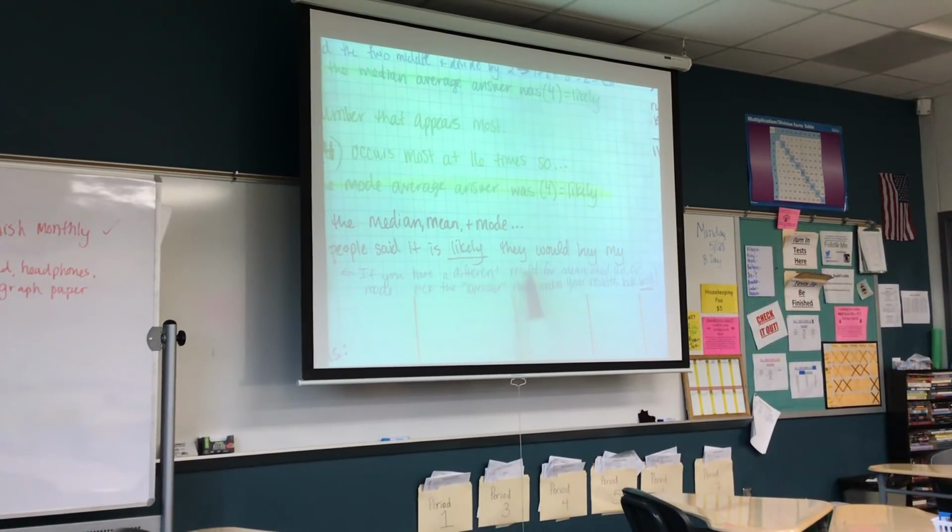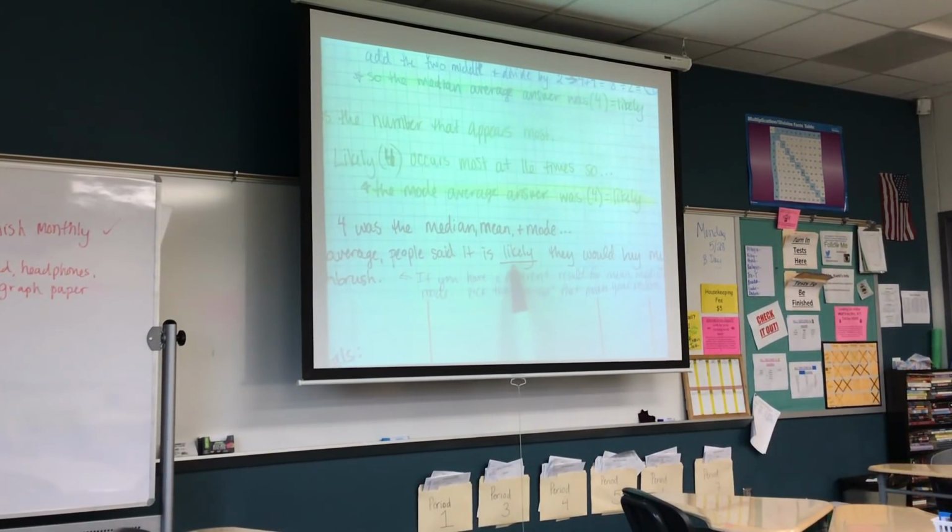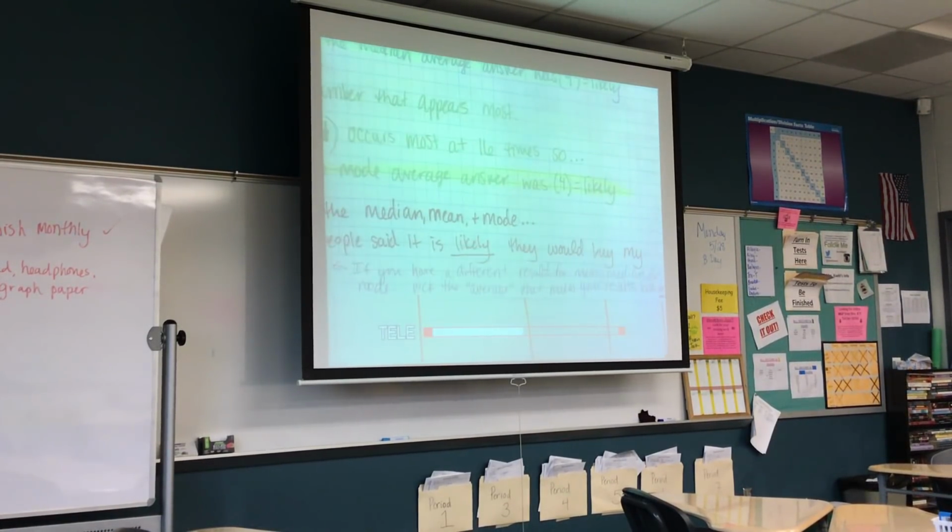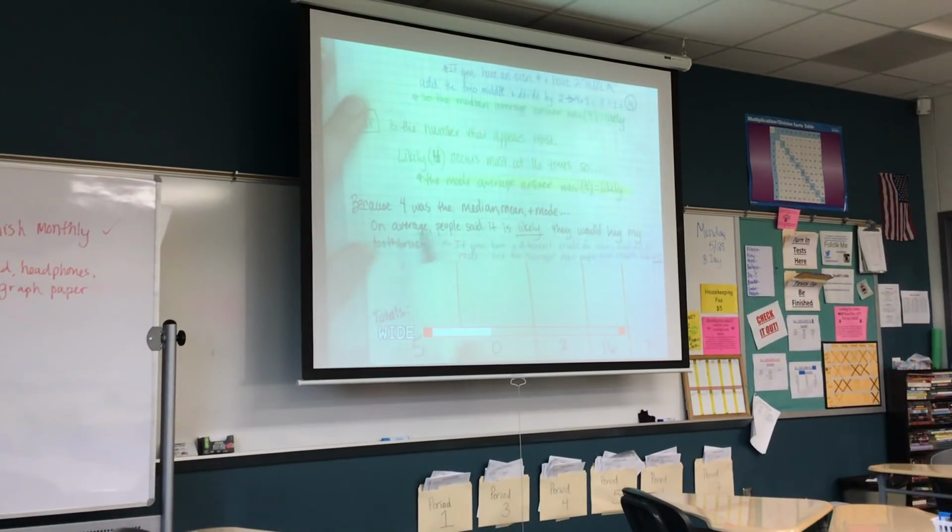You are going to pick the average that makes your results look the best. So like if I found that 4 was my mean and my mode, but 5 was my median, then you betcha I am going to use 5. So instead of likely, I would put there that people said it is very likely, okay? That's okay because I have data that shows it is an average, even though it's not the same across all 3 of my averages. So you're going to pick the one that makes your data look your best, so you can make a statement like, on average, people said it is likely they would buy my toothbrush. There's your justification statement.